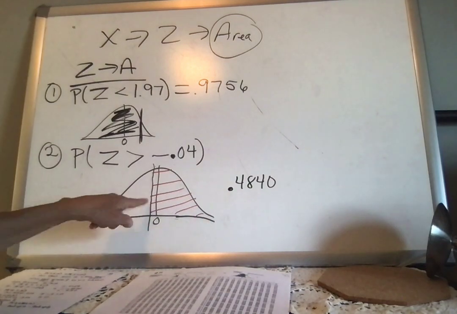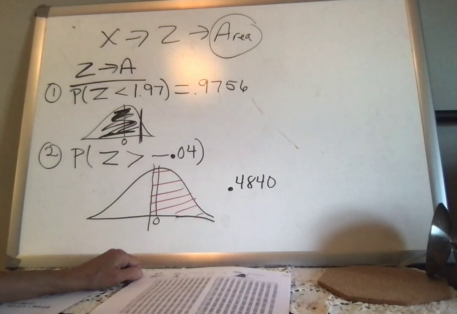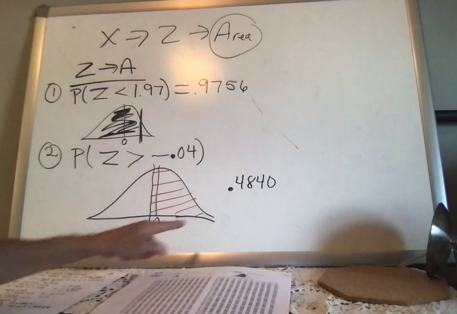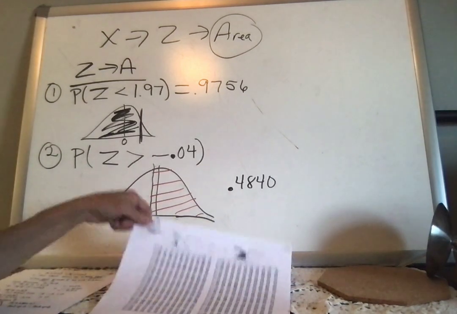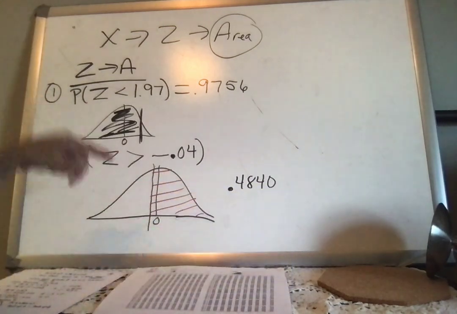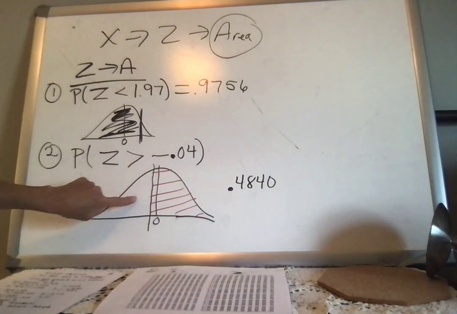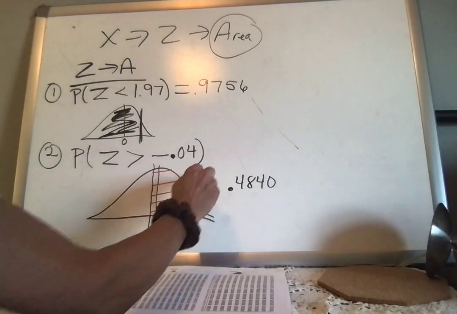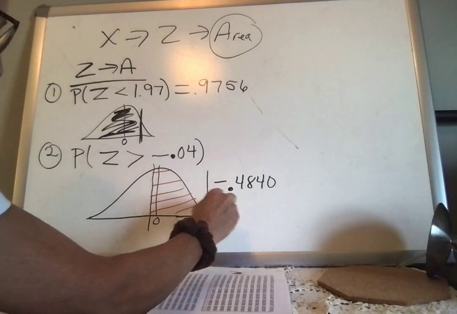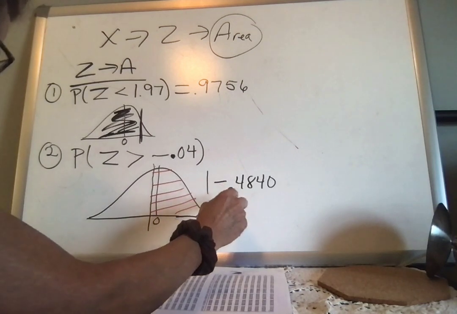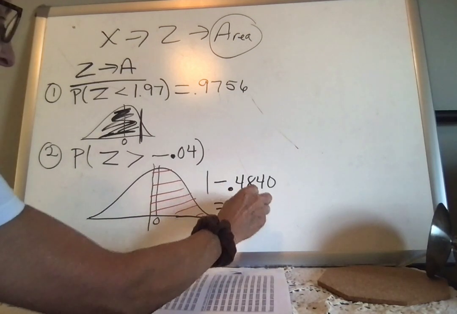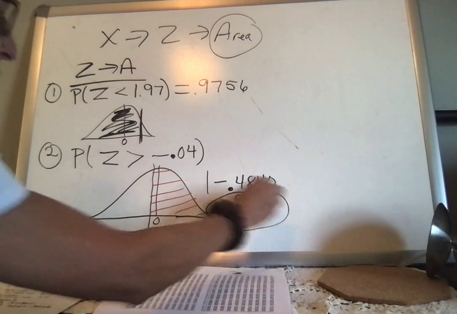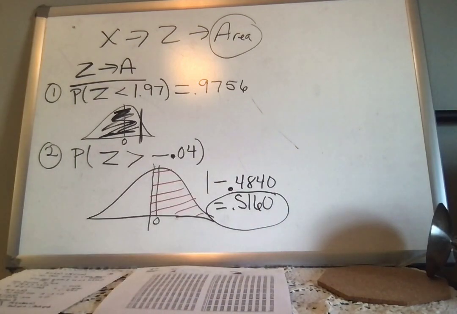But remember we said, wait, my final answer has to be greater than 50%. That's not greater than 50%. This chart just gave you this area, right? The less than. That's not what I wanted. So I have to go 1 minus 0.4840, which gives you 0.5160 as the final answer. So anytime you're doing a greater than problem, you have to subtract from 1.